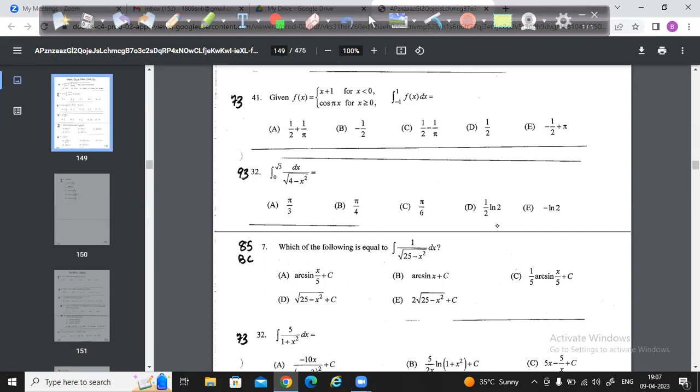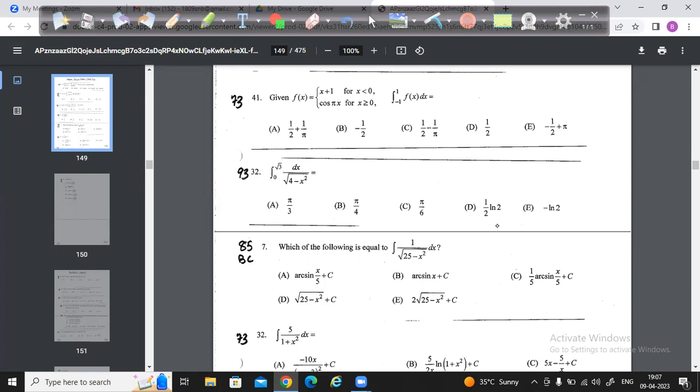What is the formula I told you? Integral of 1 upon root of a square minus x square is sine inverse of x by a plus c. A here is 2. So sine inverse of x by 2, integral from 0 to root 3.